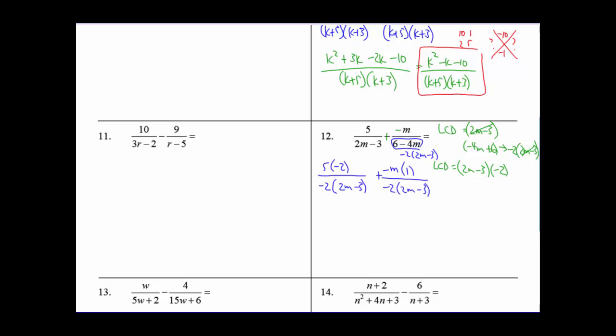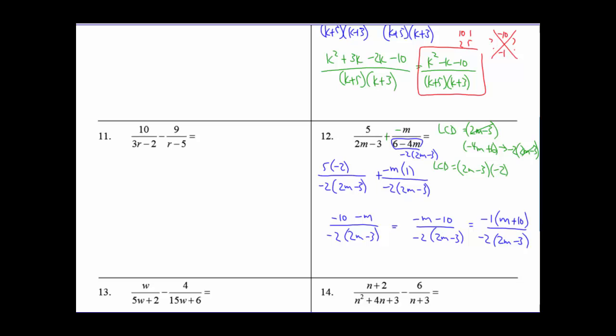If we simplify the top, we're going to get negative 10 minus m all over negative 2 times 2m minus 3. Rearrange into standard form. So we have negative m minus 10 over negative 2, 2m minus 3. One thing we can do to hopefully notice the m is negative, so we could factor out a negative 1 and make this m plus 10. And then we have negative 2 and 2m minus 3.